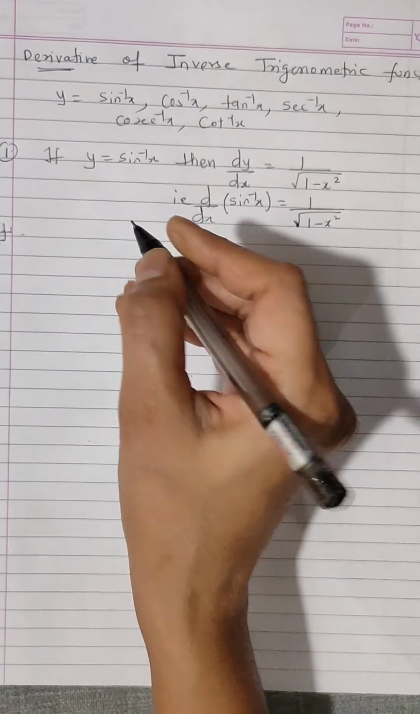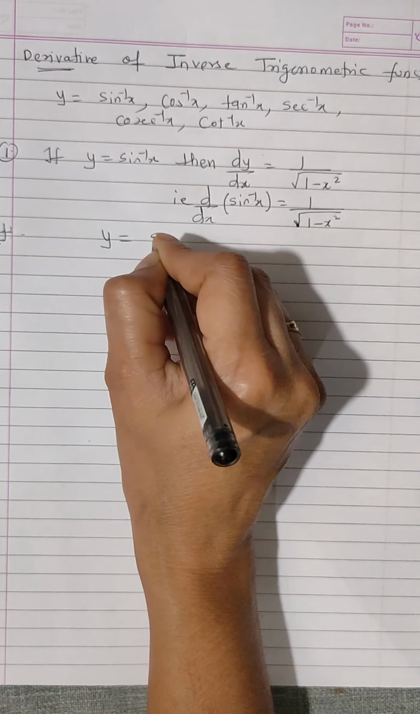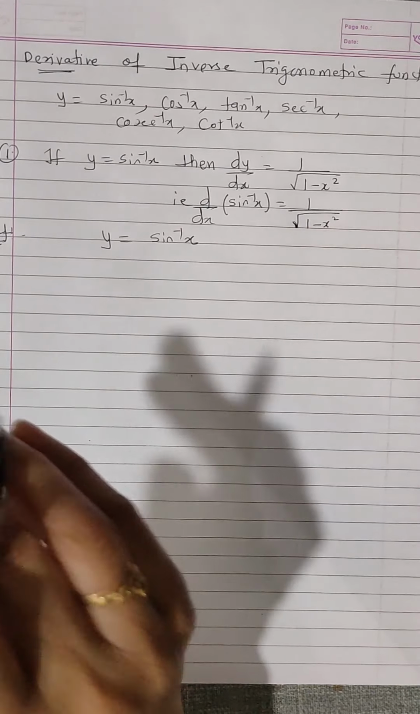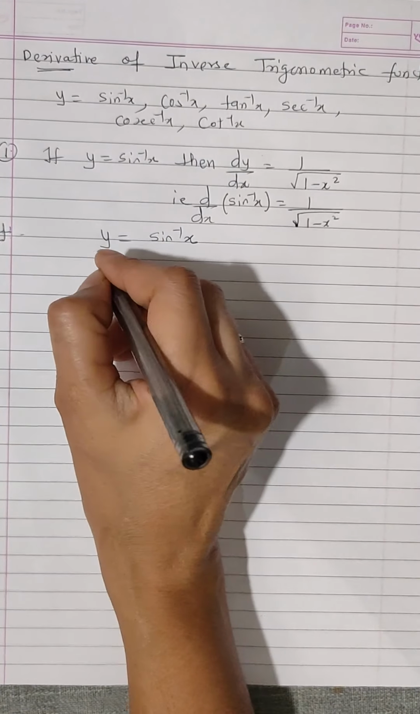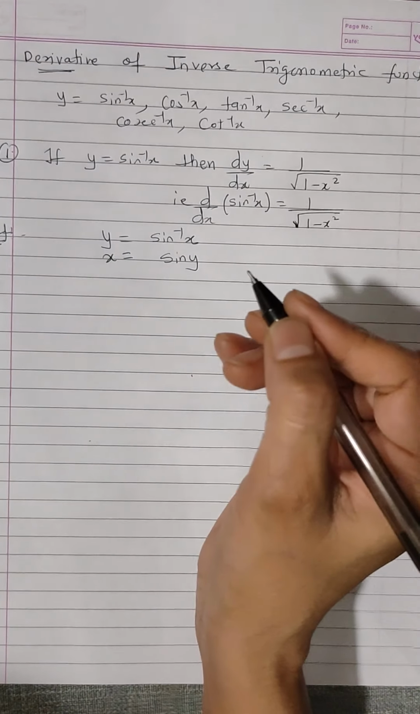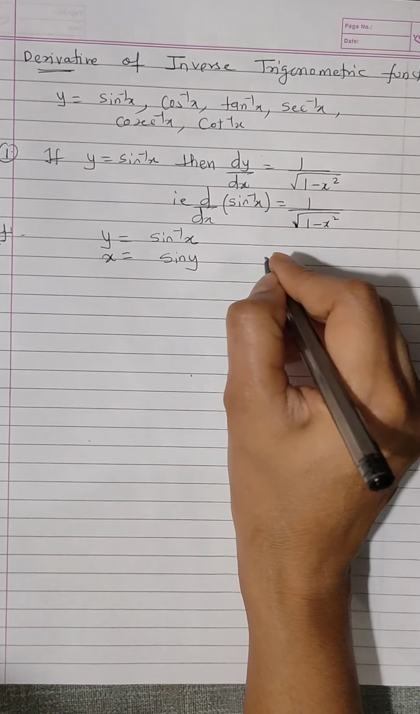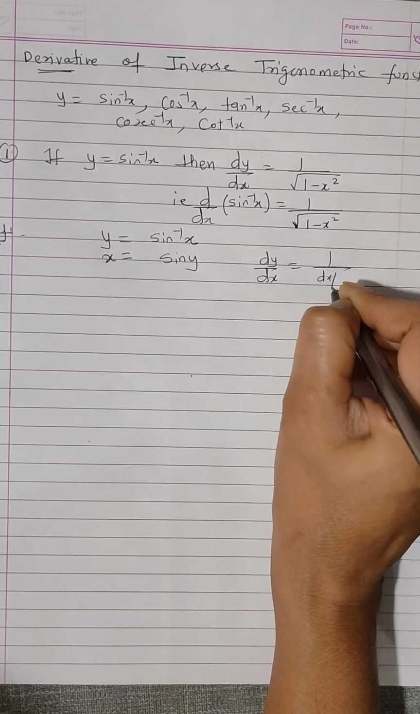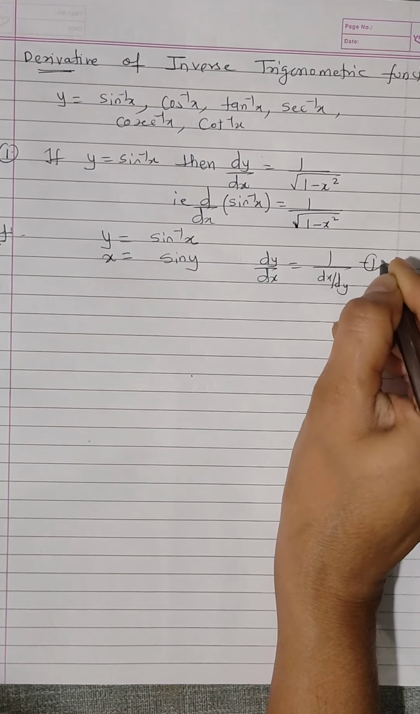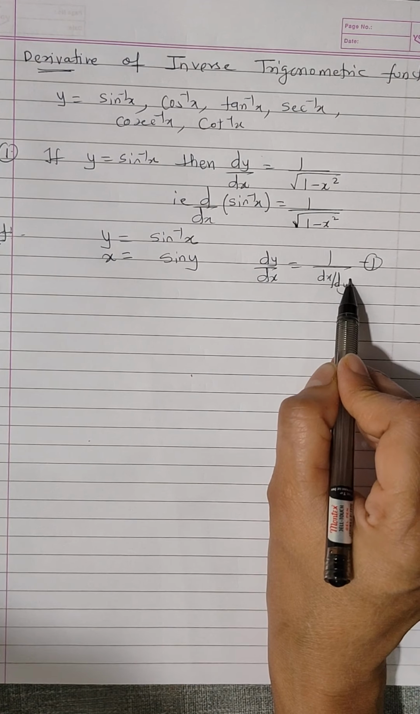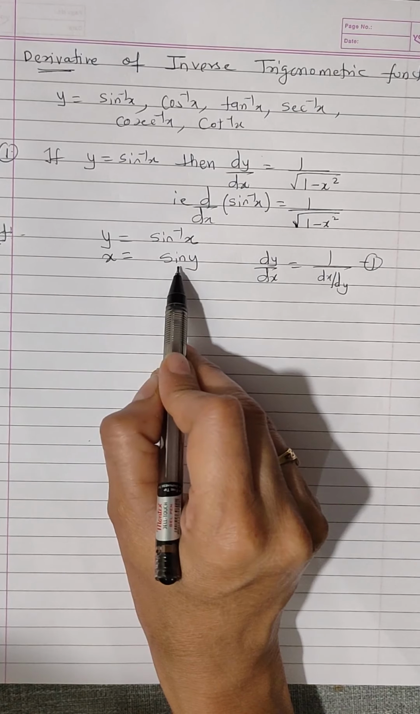Now we start with what we have given: y equal to sin inverse x. Now since it is an inverse function, convert. What will happen to x? x will be sin y. Now what is our formula? dy by dx is 1 upon dx by dy. Say this is equation 1. It means we have to find dx by dy. Now x equal to sin y.